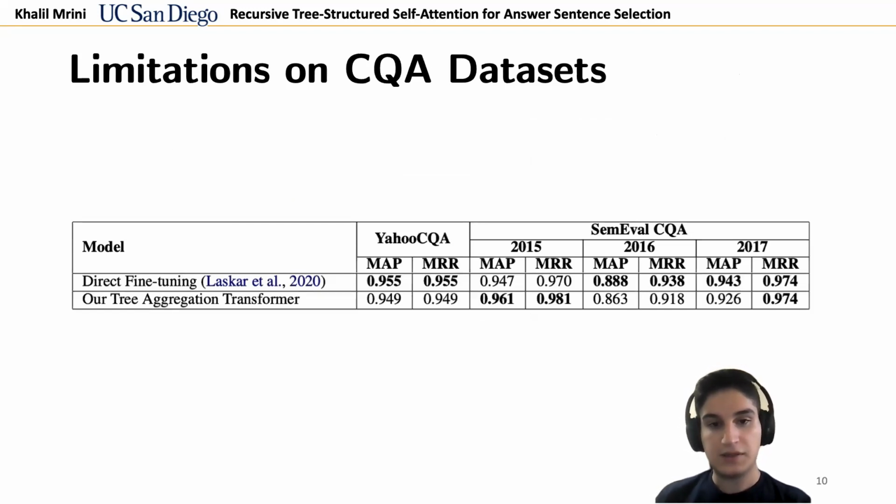For CQA datasets, we established a new state of the art in SemEval 2015. We matched the state of the art in SemEval 2017, while our model scores below the state of the art in Yahoo CQA and SemEval 2016. So we wanted to investigate this mixed performance and our limitations in the CQA datasets.